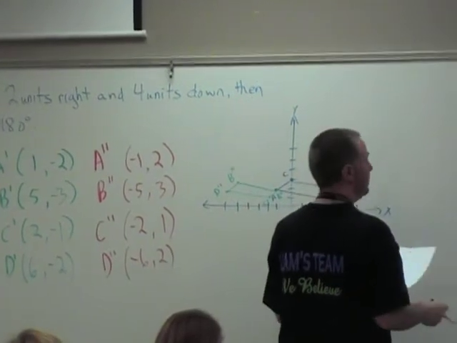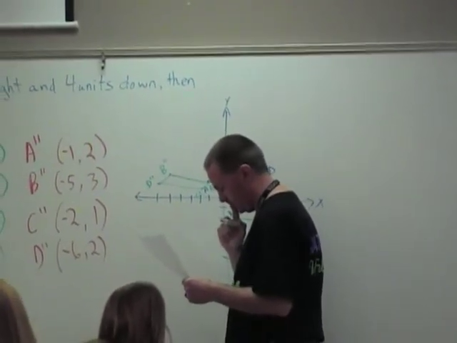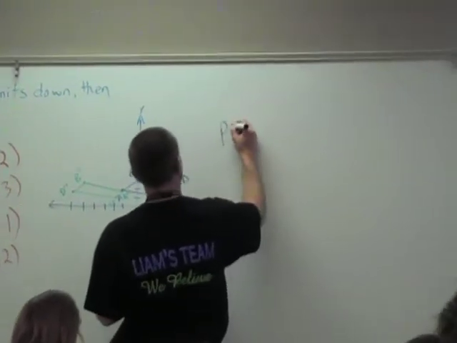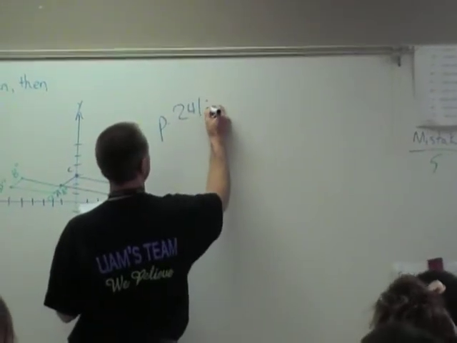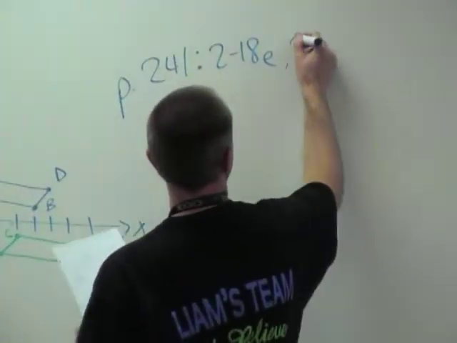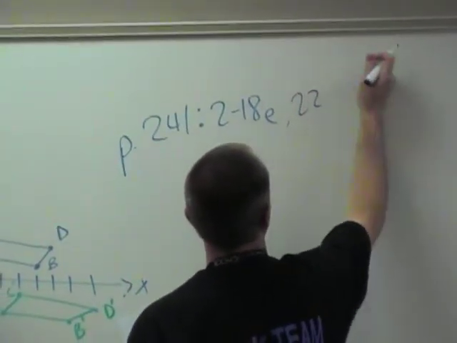Alright, because it's Friday, I'm going to reduce your assignment. Page 241, 2 to 18 evens instead of all. 22 and 23. How about just 22?